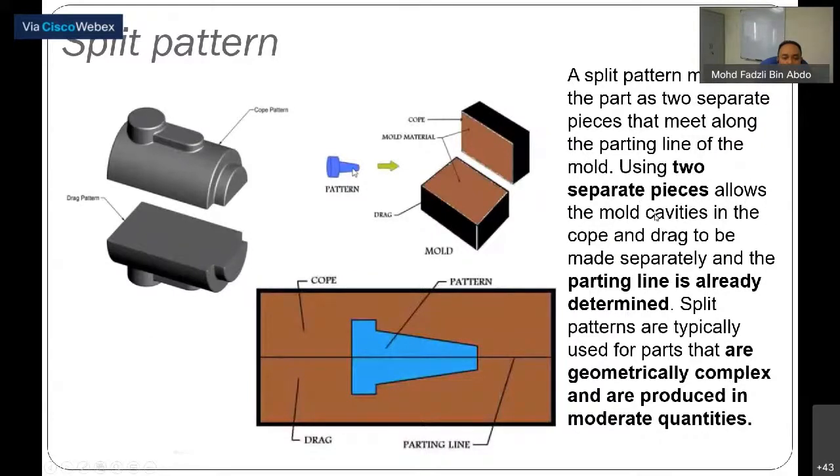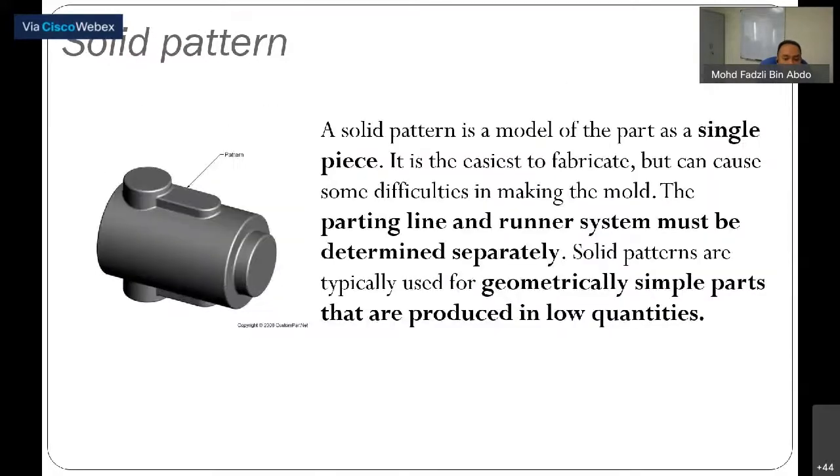Using two separate pieces allows the mold cavity in the cope and drag to be made separately, and the parting line is already determined. Split patterns are typically used for parts that are geometrically complex and are produced in moderate quantities. Like the solid pattern earlier, which has a very simple geometry shape, and also with low quantities.